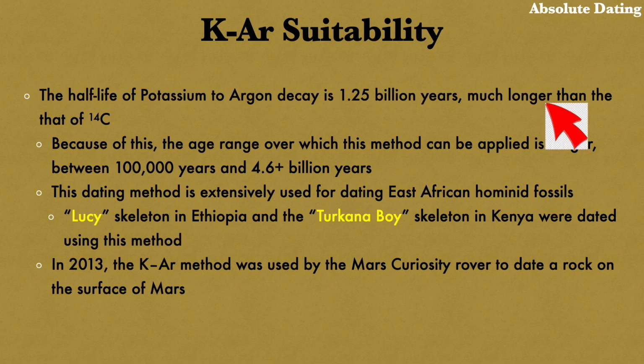The half-life of potassium isotope K40 is 1.2 billion years, which is much longer than that of carbon-14. Because of this, K40 dating can be used to date rock samples up to 4.6 billion years old. Most of the ancient hominin fossils in Africa belonging to the genera of Australopithecus, Paranthropus, Kenyanthropus and Homo have been dated using this method. The potassium-40 dating method was used to date a rock on the surface of Mars as well.